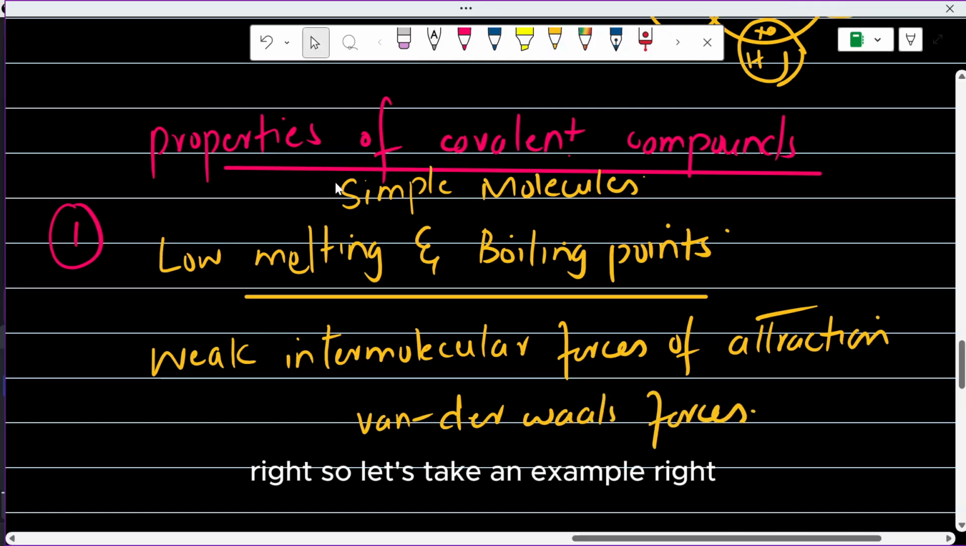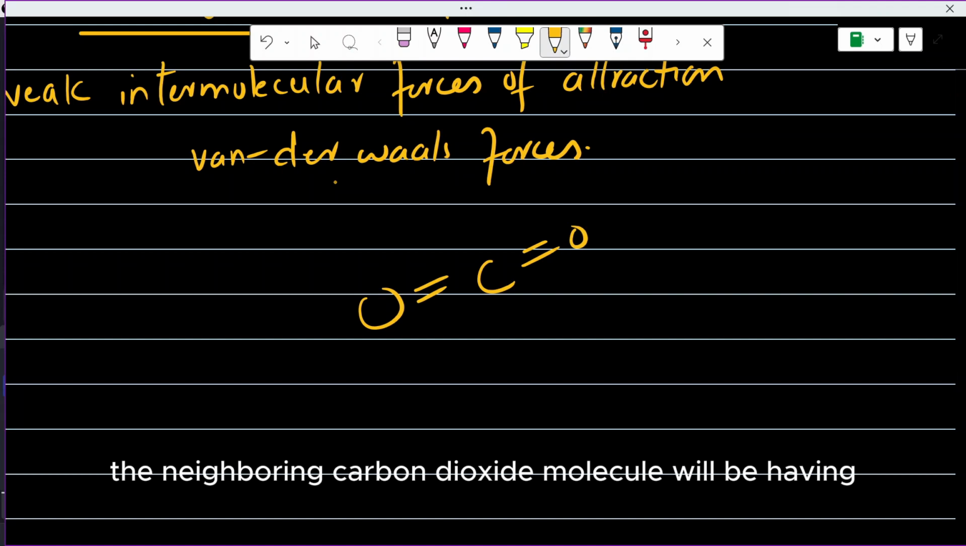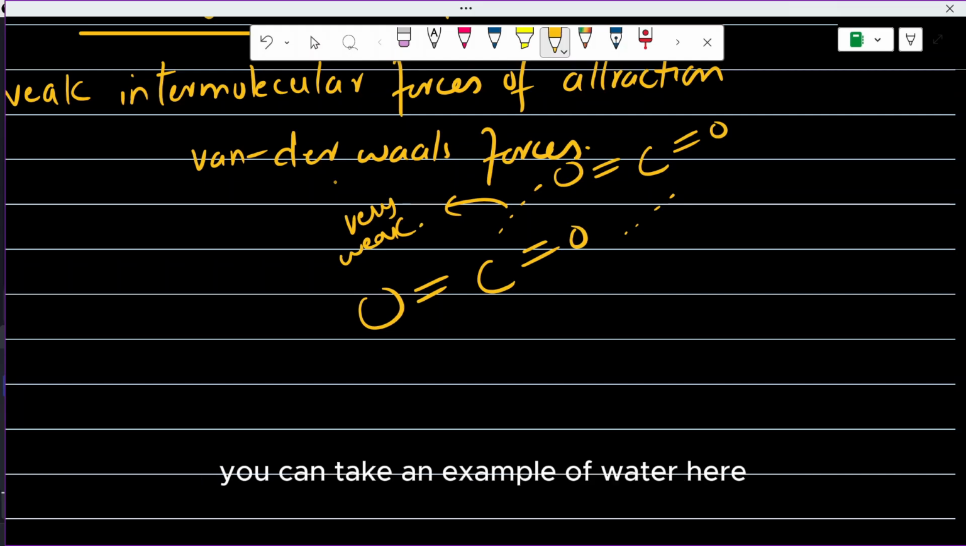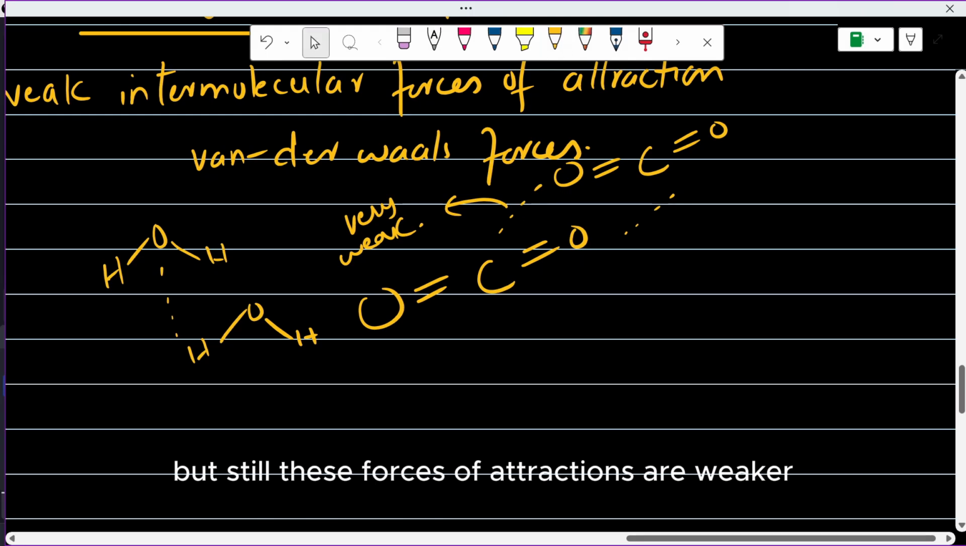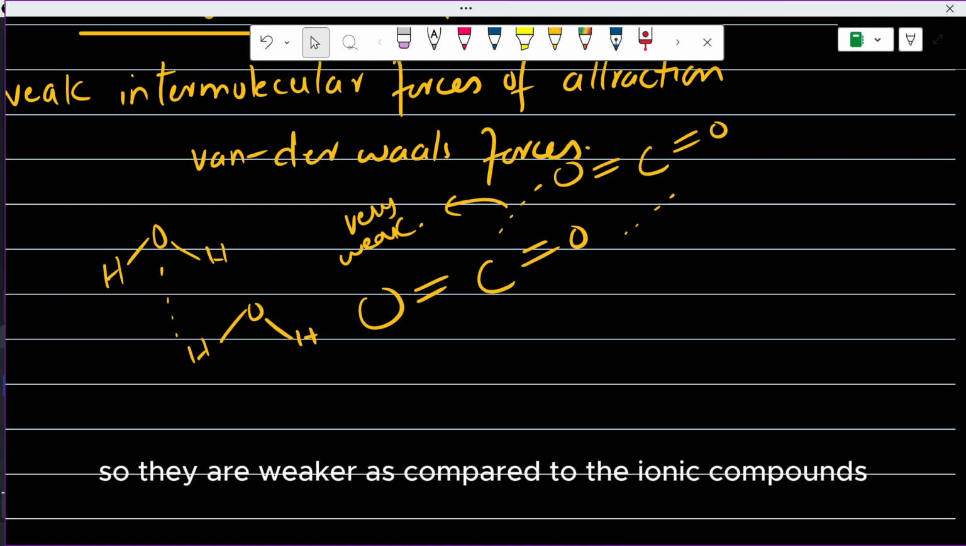Right, so let's take an example. We have carbon dioxide, for example. The neighboring carbon dioxide molecules will have attraction, but these forces of attraction are very, very weak. So they will have very low melting and boiling points. You can take an example of water here. Water has hydrogen bonding with the neighboring water molecules, but still, these forces of attraction are weaker, and when I call them weaker, I am comparing them with the ionic compounds. So they are weaker as compared to the ionic compounds.